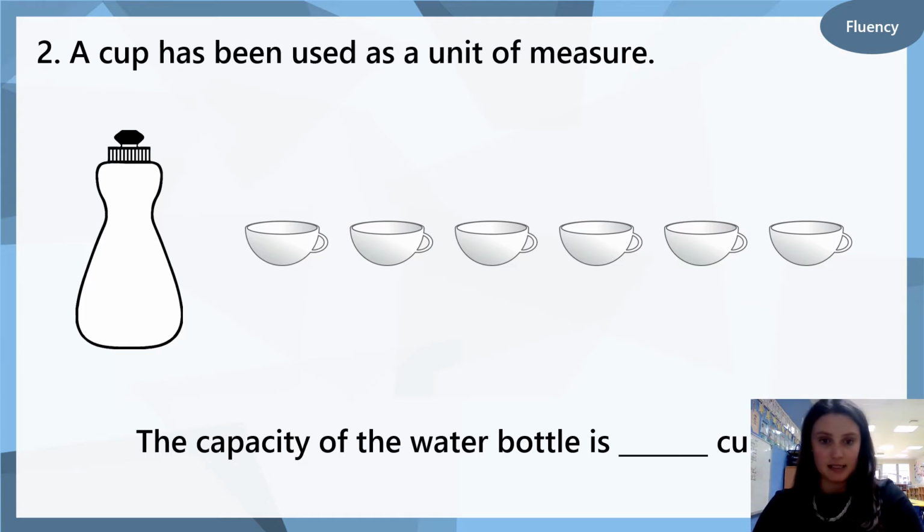The capacity of the water bottle is, and then you have to write the number of cups and then write the word cups. So you're going to copy the sentence, but instead of the line, you are going to count how many cups have been used to measure the bottle. Pause the video now while you fill in the answer.